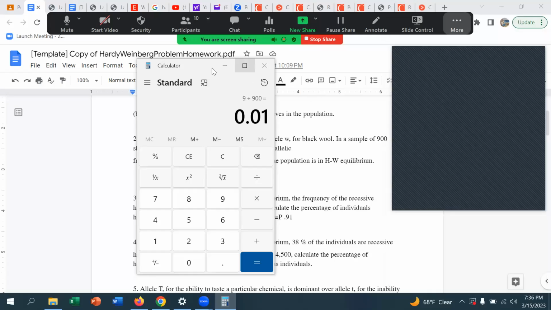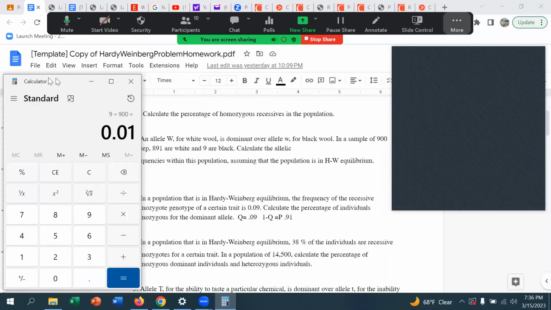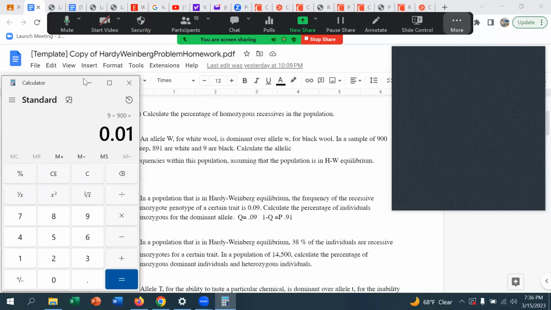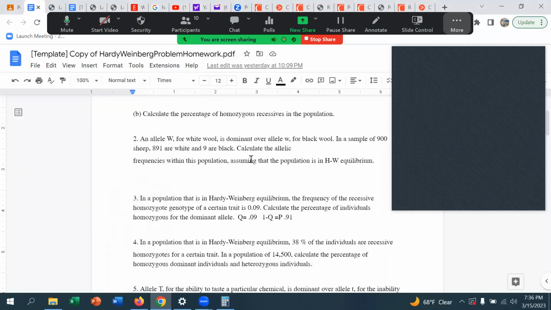All right, so what we've looked at is the Hardy-Weinberg principle, and we're doing probably number 2, which talks about an allele W for white wool that is dominant over an allele small w for black wool. In a sample of 900 sheep, 891 are white and 9 are black. Calculate the allelic frequencies within the population, assuming the population is in Hardy-Weinberg equilibrium.